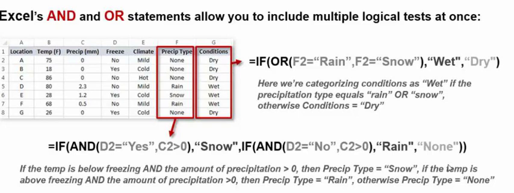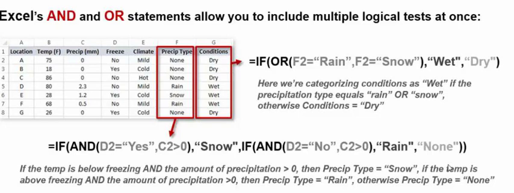Now that we have the precipitation type, let's move on to determining the overall conditions. Here's the formula we're using in column G to classify the weather as either wet or dry. IF(OR(F2="rain", F2="snow"), "wet", "dry"). This IF statement uses the OR function to check if the precipitation type is either rain or snow. If either condition is true, the weather is considered wet. Otherwise, the weather is considered dry.